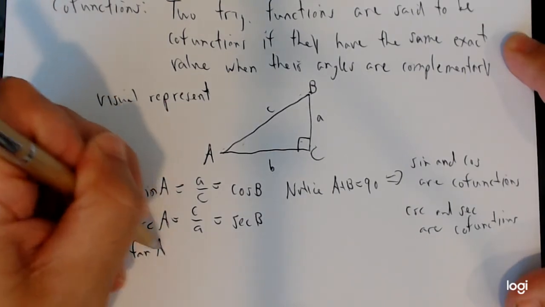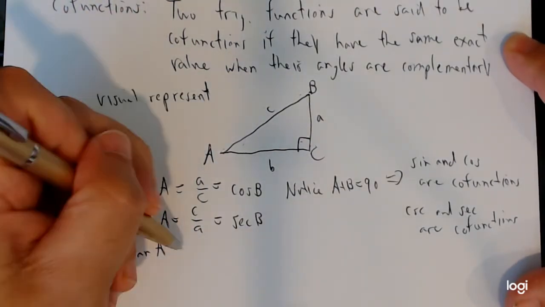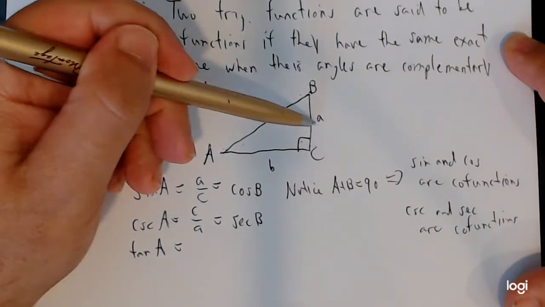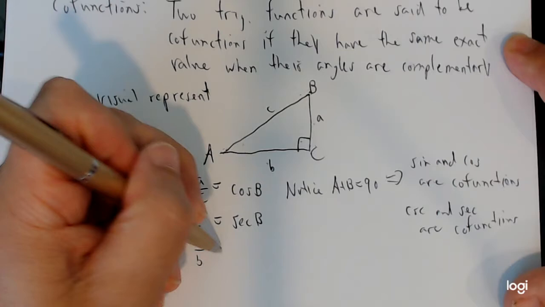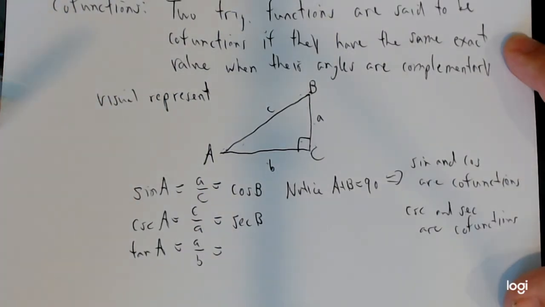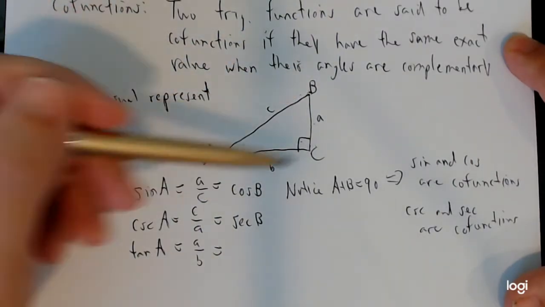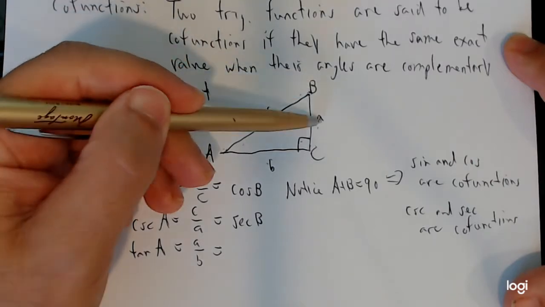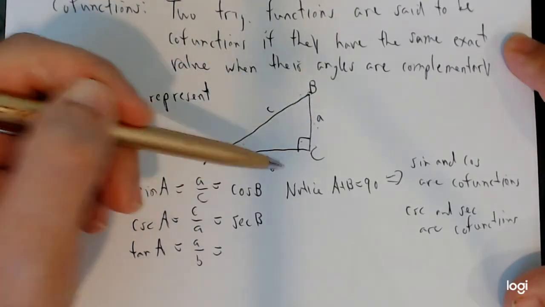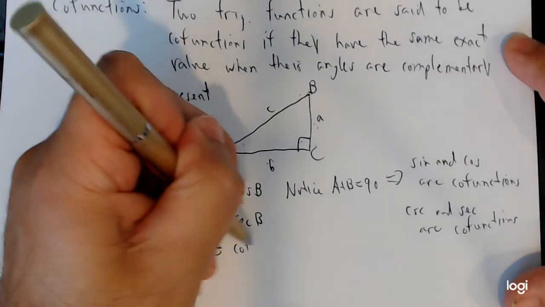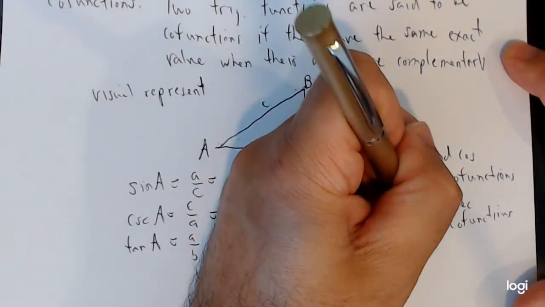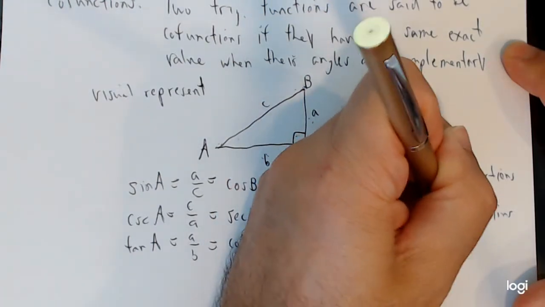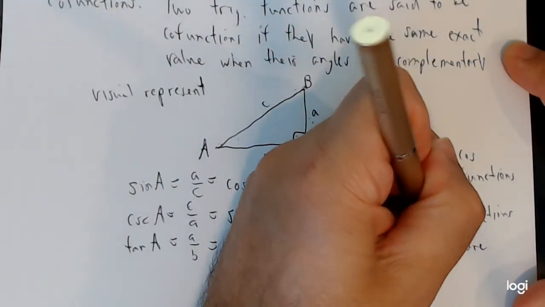So for example, if I had to take the tangent of angle A, what is the tangent of angle A? That would be opposite over adjacent, so that would be A over B. And if I were to ask you, hey, can you find me another trig function using angle B that would give me A over B? You say, well, what's adjacent over opposite? That's cotangent, which would be cotangent of B. So tangent and cotangent are cofunctions.